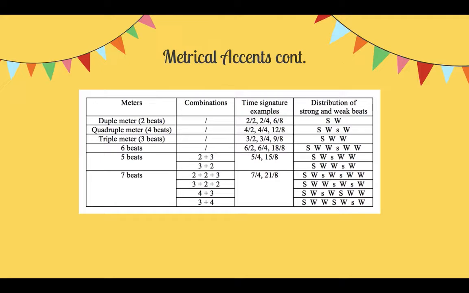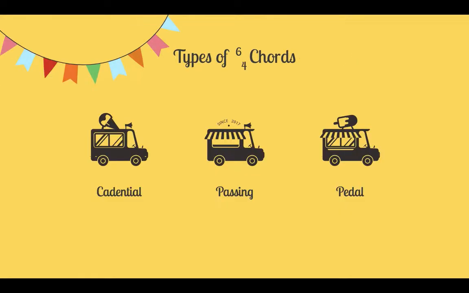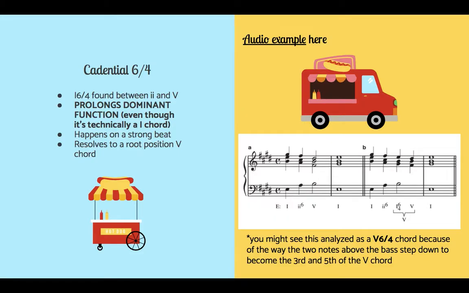So metrical accents, they're going to help you figure out what kind of 6/4 we're dealing with. Here they are again: cadential, passing, pedal. Now let's talk about them. So our most common is going to be our cadential 6/4. It's a 6/4 chord that comes between a 2 chord and a 5 chord. So it prolongs that dominant function. Even though it's technically a 1 chord, it's a 1 chord that's been kind of flipped upside down, it's an inversion, it functions as a dominant chord. It's going to prolong that dominant function and lead us to this root position 5 chord.